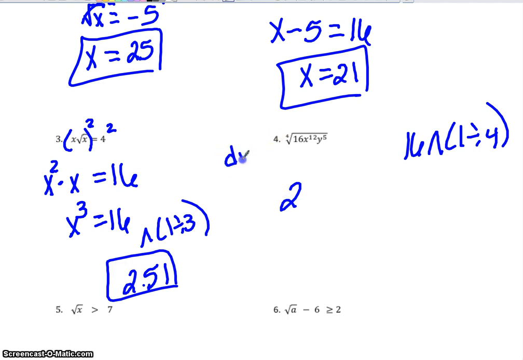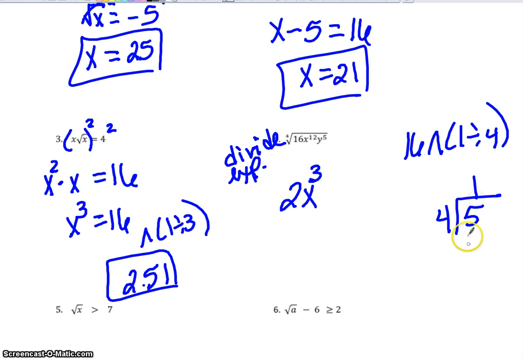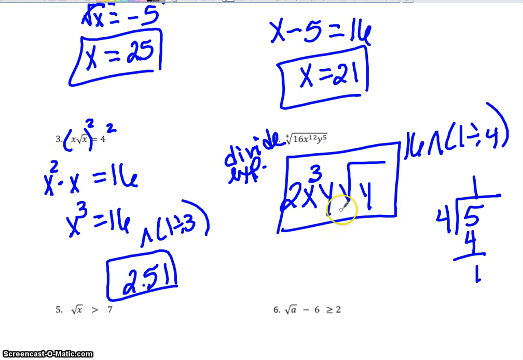You're going to divide the exponents. So for x, it's going to be 12 divided by 4 is 3, so it becomes x to the third. For y, it's 5 divided by 4. Okay, you got to think about elementary division. 5 divided by 4, it goes into it one time with 1 left over. So you're going to have 1 out and 1 in. This is your answer. That's kind of confusing.